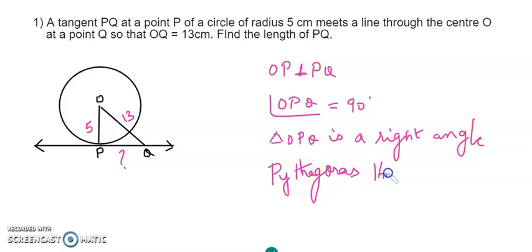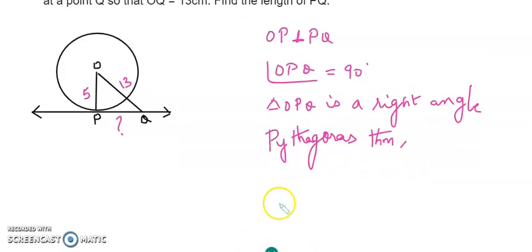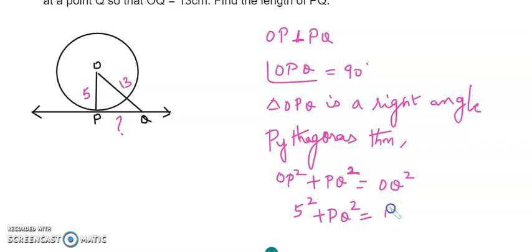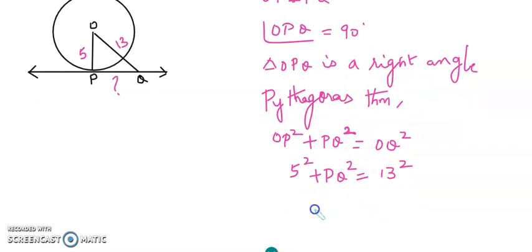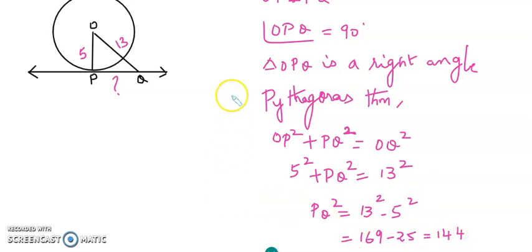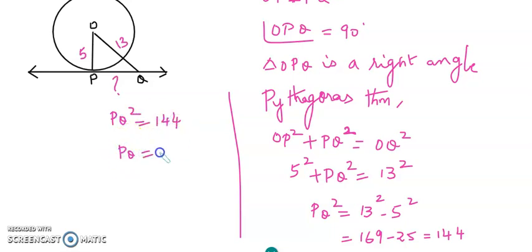So if we do that, what happens? It will be OP square plus PQ square equal to OQ square. Right? That means it's 5 square plus PQ square equal to 13 square. That means PQ square is 13 square minus 5 square, which is equal to 169 minus 25, which is equal to 144. So thus we'll get PQ square is 144. That means PQ is 12. Clear? Let's take one more question.